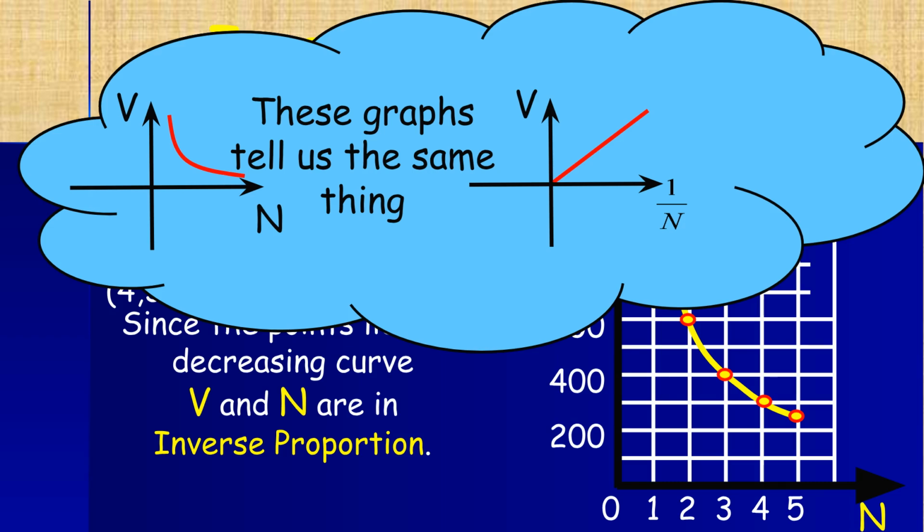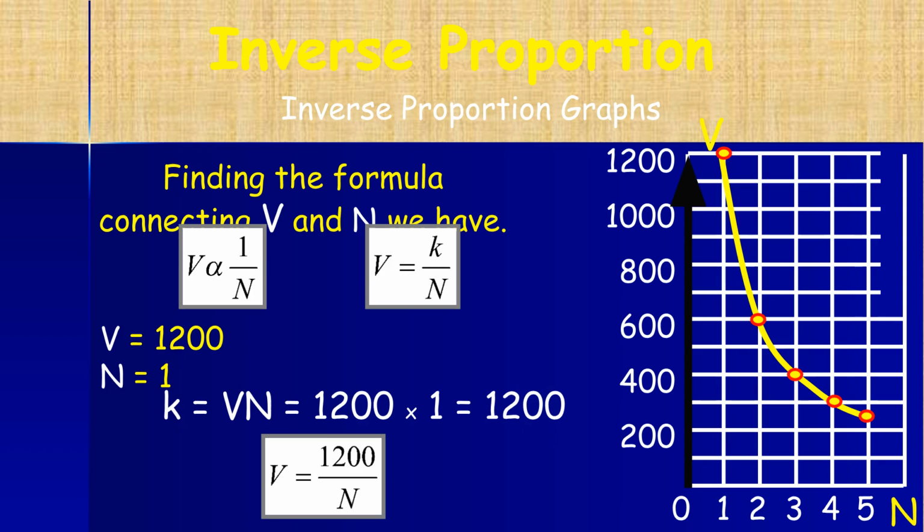Note that V proportional to 1 over n yields a decreasing curve, while V proportional to 1 over n gives a straight line. To find the formula connecting V and n, we know V is proportional to 1 over n. The constant k is V multiplied by n, which is 1200 multiplied by 1, equaling 1200. The formula is V equals 1200 over n.